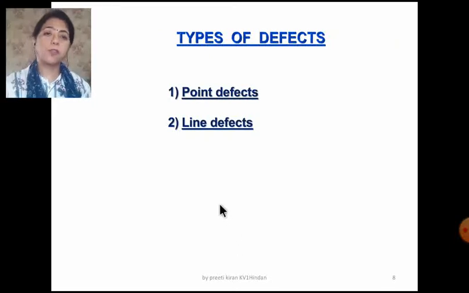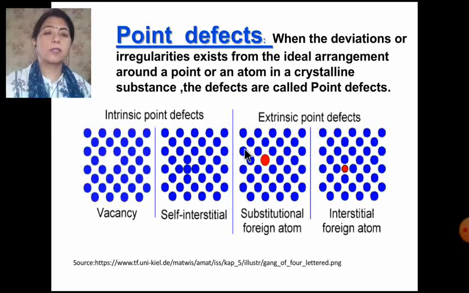The types of defects. There are two types of defects, the point defects and the line defects. The point defects: when deviations or irregularities from the ideal arrangement exist around a point or an atom in a crystalline substance, the defects are called point defects.